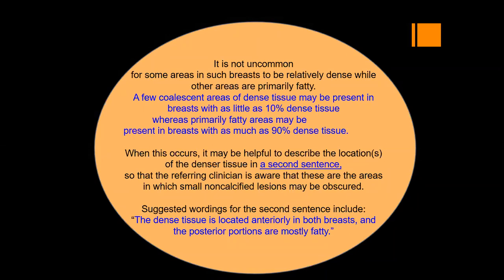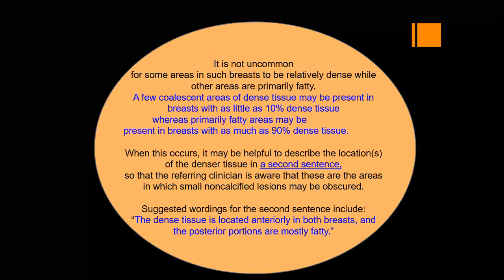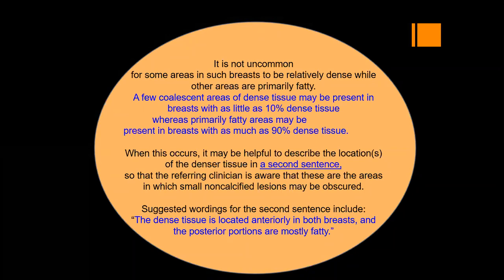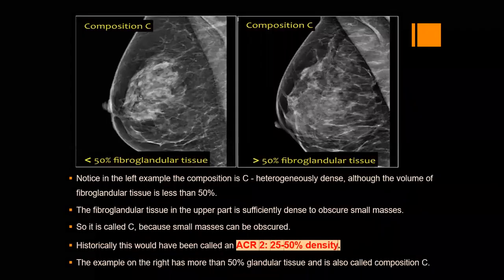to describe the locations of the denser tissue, so as to let the clinician be aware that this area might obscure small uncalcified lesions. The suggested wording in the latest editions includes: the dense tissue is located anteriorly in both breasts, or in the upper outer quadrant or in a certain area, while the remaining breast is fatty, or it is located anteriorly and the posterior part of the breast is mostly fatty, as they described recently. And they are giving these examples.